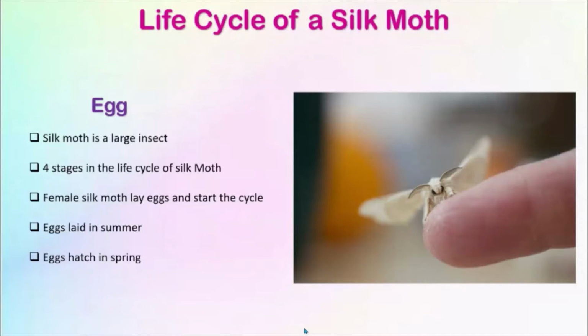Let us now learn the different stages in the life cycle of a silk moth. The first stage is the egg stage. The egg is the first stage of the silkworm's life. A female moth lays up to 300 eggs and starts the cycle. The eggs are laid during summer and they hatch in spring and thus begin the second stage, which is the larvae.